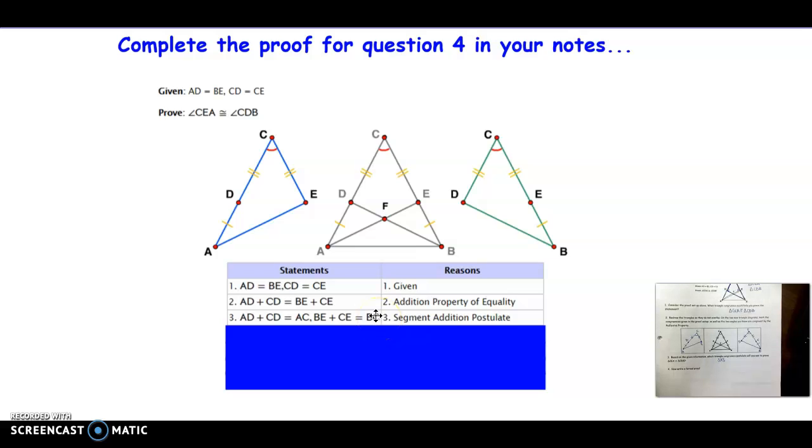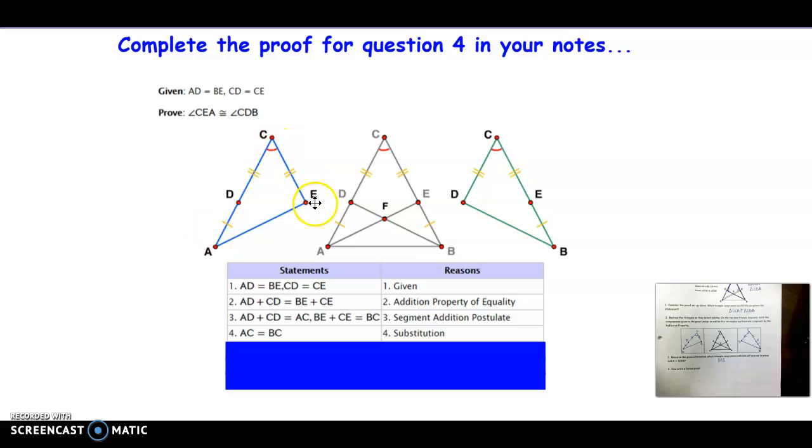What allows me to replace something with something that is equal to it? Remember, that is the substitution property. So my next step is going to be AC equals BC using substitution. Again, I just replaced AD plus CD with AC and BE plus CE with BC. So now I did prove this whole side is congruent to this whole side.